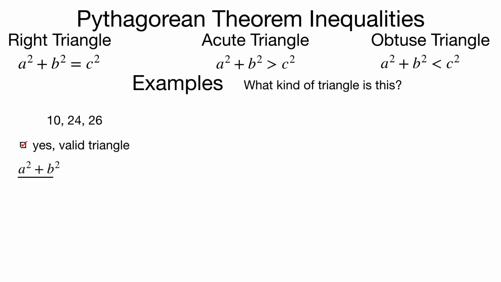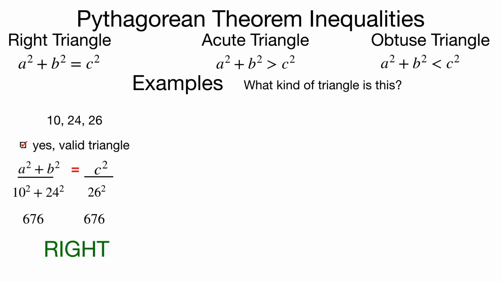I make two columns, A squared plus B squared, and then C squared. C is always the longest side, so there's my A squared plus B squared, and 26 squared will be the C squared. Do the computation, and you get 676 on both sides, so it's equal. We have A squared plus B squared equals C squared, as we know. That's a right triangle.